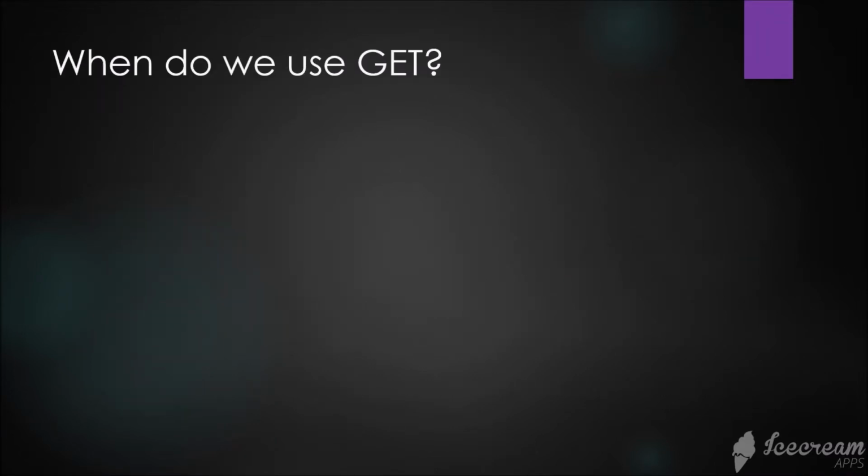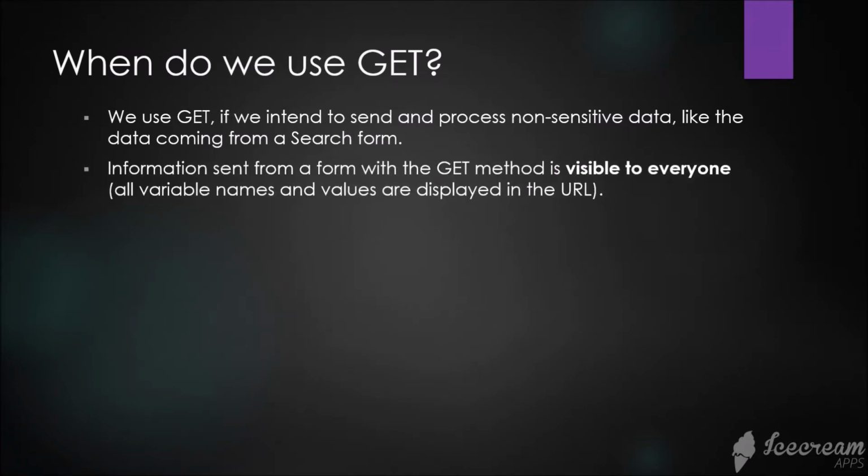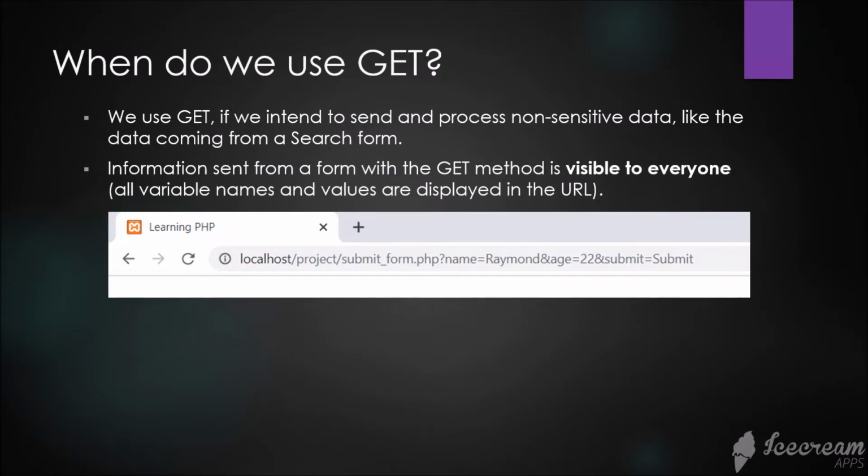Okay, so when do we use get? We use get if we intend to send and process non-sensitive data, like the data coming from a search form. Information sent from a form with a get method is visible to everyone. All variable names and values are displayed in the URL. So, kagaya nito. So, if the form was submitted, makikita natin yung data dito. Okay?